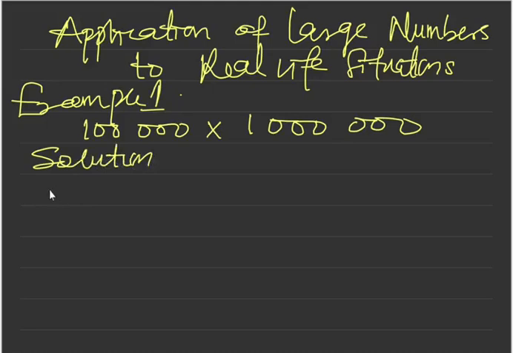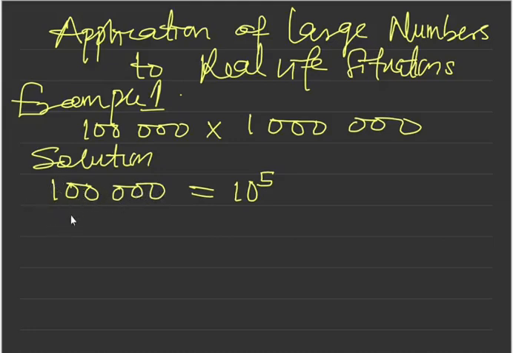So if you're able to see, 100 of 1,000 can be written as 10 raised to the power 5, because by the time we count the zeros, you realize that it is 5 zeros. 1, 2, 3, 4, 5.